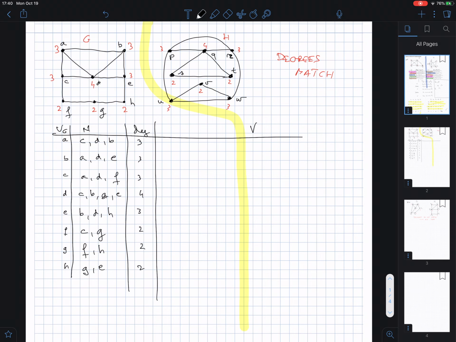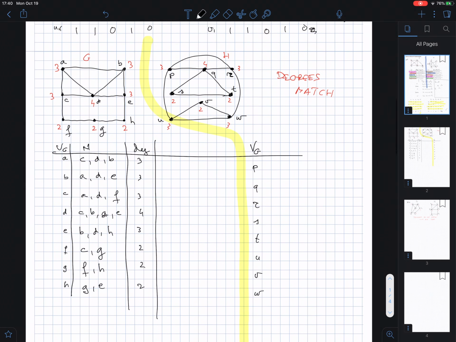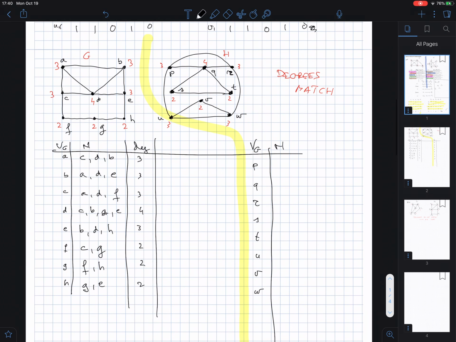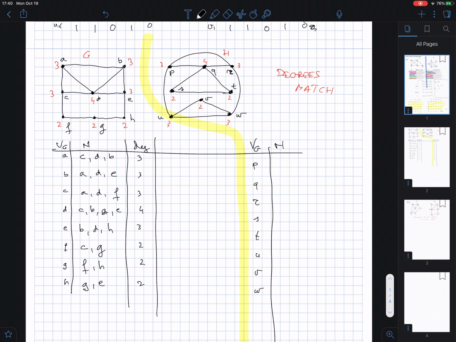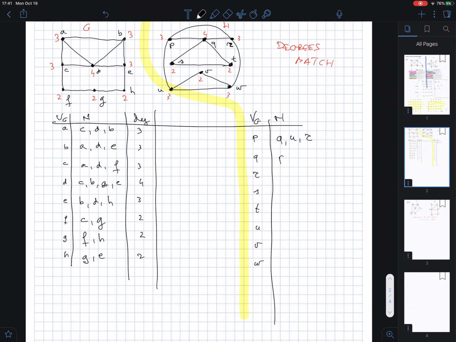And so here the vertices are P, Q, R, S, T, U, V, and W. And then the neighbors. The neighbors of P are Q, U, and R. Those of Q are P, S, T, and R. Those of R are Q, P, and W.